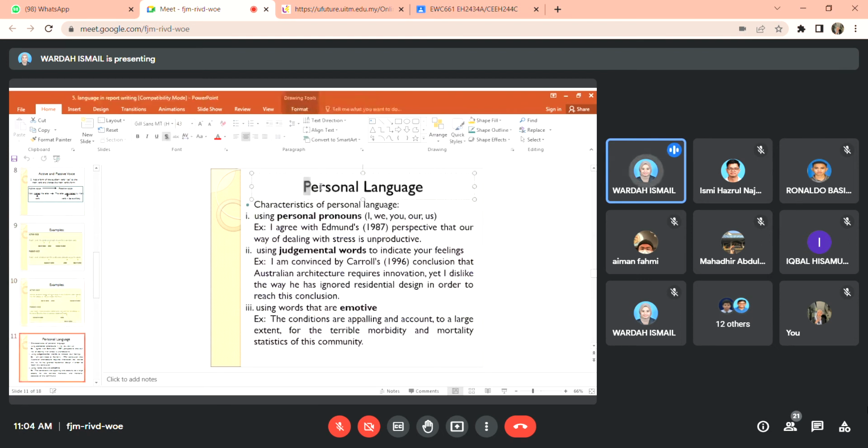Now, personal language ni I cakap tadi. Personal language ni kata ganti nama diri. Okay, language kata ganti nama. So, personal pronouns, iaitu personal, melibatkan diri you. So I, saya, we, kita, you, our and us. Cannot be used in your proposal and your report writing. Cannot. Okay. Judgmental words. Judgmental ni maksudnya word yang buatkan yang tunjukkan you judge sesuatu tu.